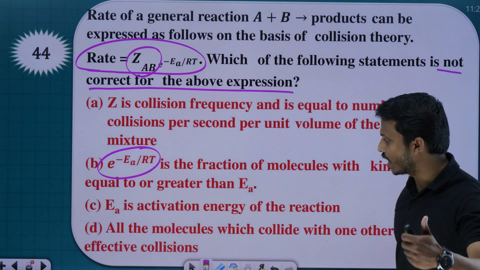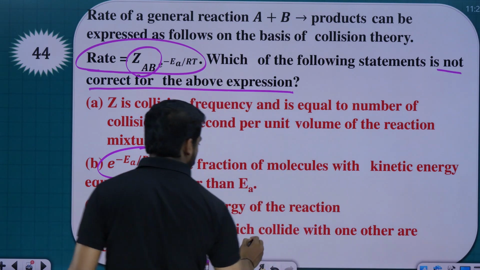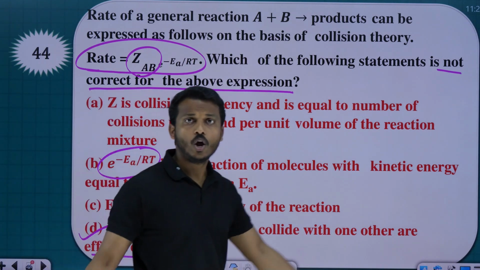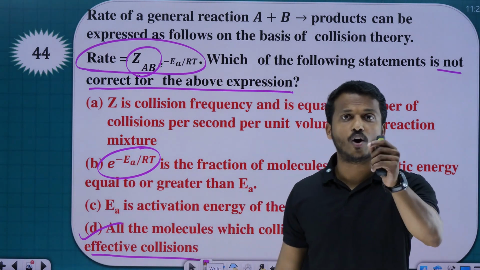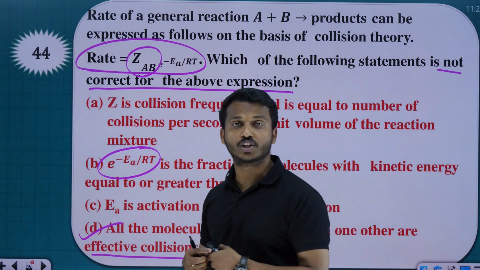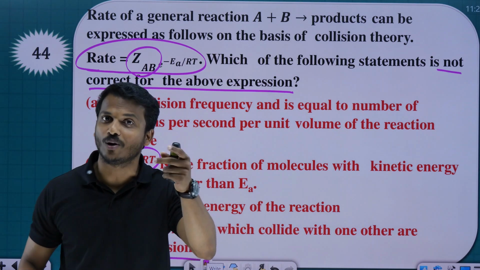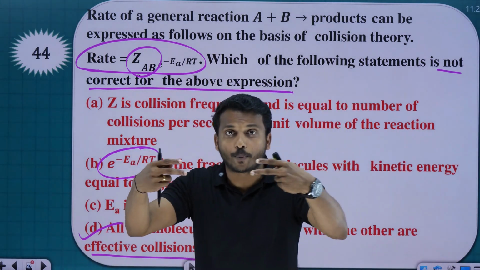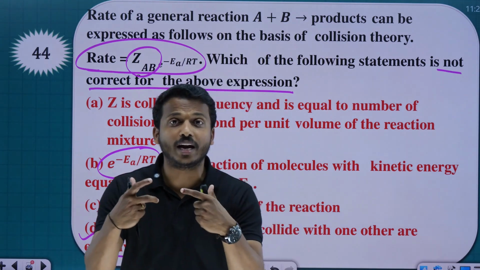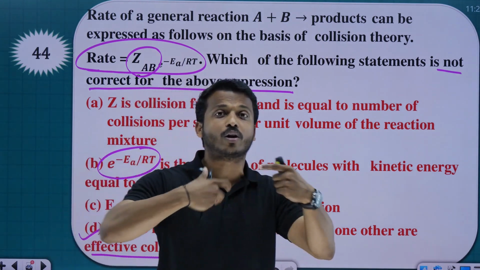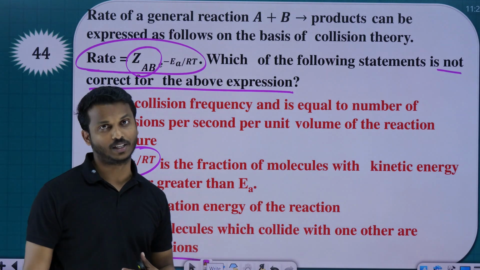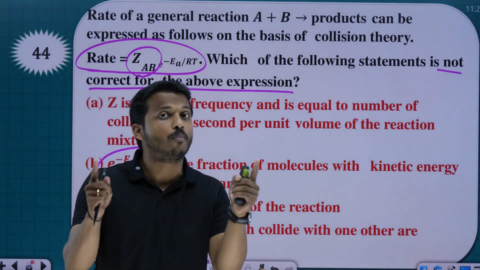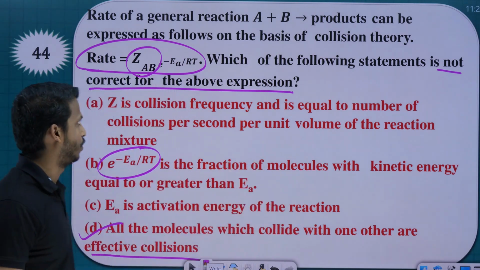Activation energy. Ea is activation energy, correct. All the molecules which collide with one another make effective collisions? No. All the molecules cannot make an effective collision. What is the condition for effective collision? We studied according to collision theory. The colliding molecules should be properly oriented and should have energy equal to or greater than which one? The threshold energy. So if these two conditions are there, then only it is effective. All molecules cannot make effective collisions.